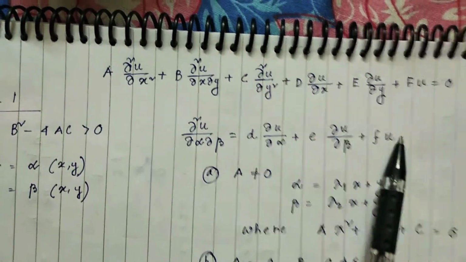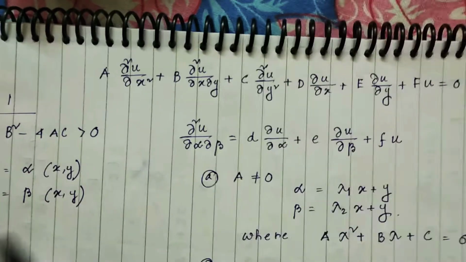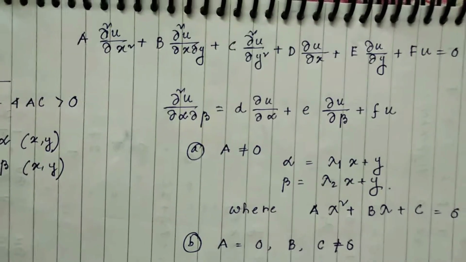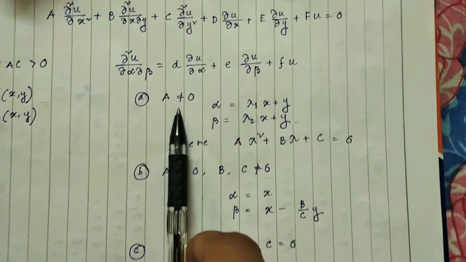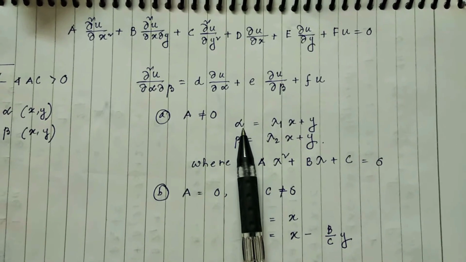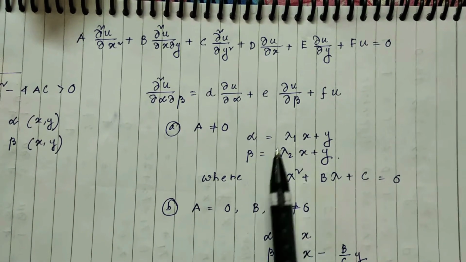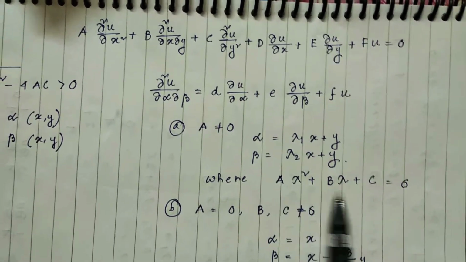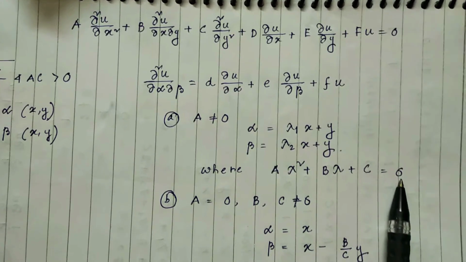Now if someone asks what is that particular transformation by which you can change this equation to this equation, the answer is very particular in this case. You don't have to search, or take these equations and do some simplifications. You just remember that whenever a is non-zero, the transformation goes like this: alpha equals lambda 1 x plus y, beta equals lambda 2 x plus y, where lambda 1 and lambda 2 are the roots of this equation: a lambda square plus b lambda plus c equals 0.